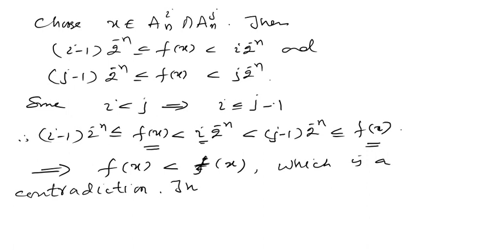So therefore A_{n,i} intersection A_{n,j}, they are disjoint for i not equal to j. They are disjoint sets. So the function f is measurable. Okay, our function f is measurable. Therefore, each A_{n,i} is measurable because each A_{n,i} is the inverse image of a semi-closed interval, which is a measurable set.